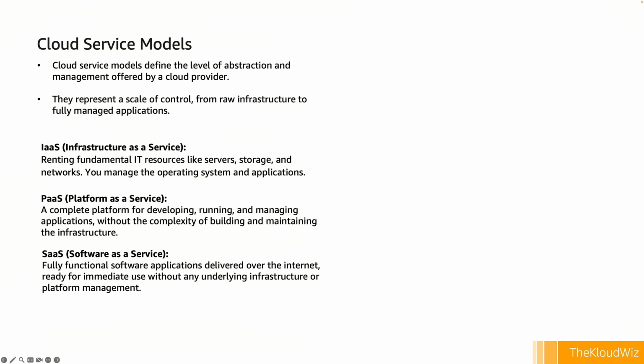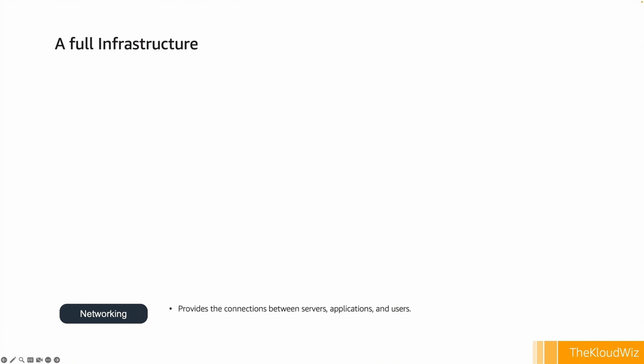So I've added this pictorial view on the level of management for each one, but we are going to look at them in detail. But before that, let's look at the full infrastructure. With a full infrastructure, you have the networking component that provides connections between the servers, applications, and users. And so you look at switches, routers, firewalls, TCP/IP, and the likes, right? Then there is a storage component where applications, data, files, and then backups are kept. And examples are hard drives, solid state drives, network attached storage, and then storage area networks.